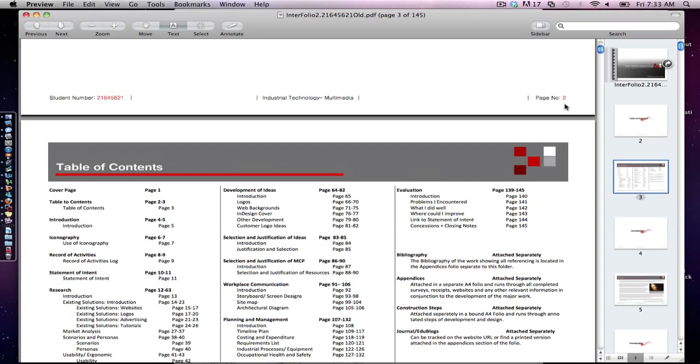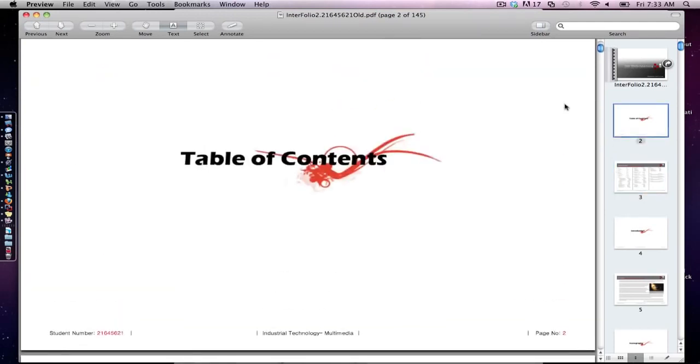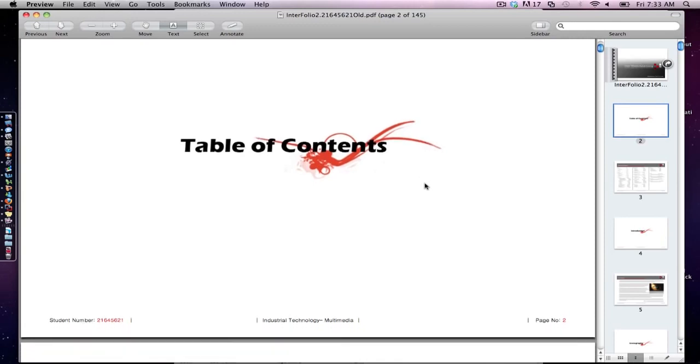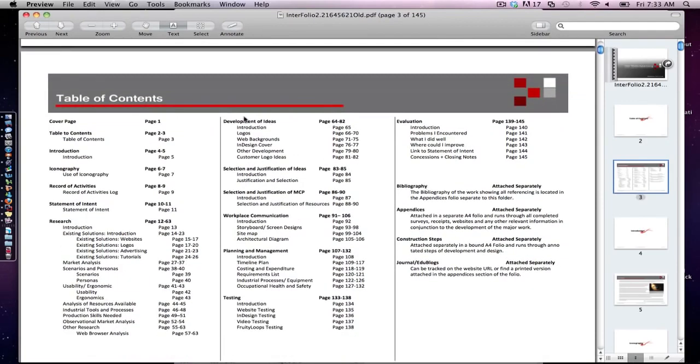Now, what that means is that you probably don't want to, this year, this is a past year, waste time on doing things like title pages for your table of contents. Every major section should have a title page though, like development of ideas should have a title page. You probably don't need a title page though for your contents page.